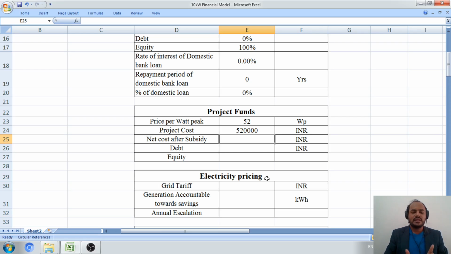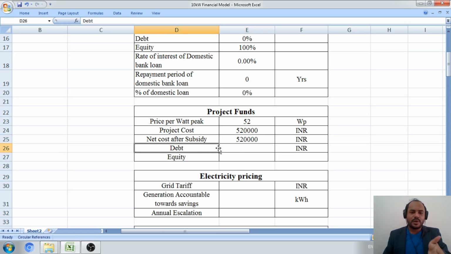The subsidy percentage varies from 20% up to 30%. We can get a subsidy according to the overall cost of installation of the project. But in this parameter, we are not going to consider any subsidy, though we will still consider the accelerated depreciation benefit. So the net cost after subsidy will be the same as the project cost, because we are not taking any kind of subsidy into consideration.